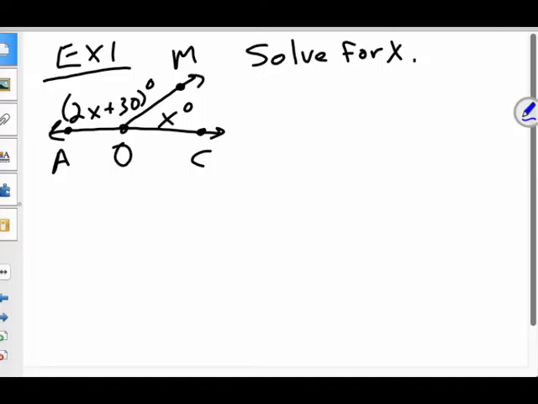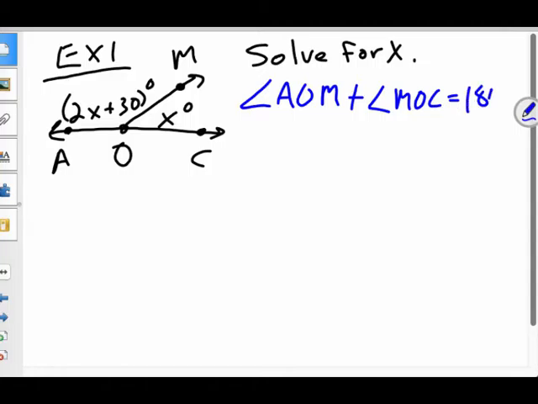I'm going to write it a little different. I'm going to say that angle AOM, I'm sorry, AOM plus MOC. If it's a linear pair, what should those two angles add up to? 180, right? So I said they're a linear pair, and earlier we said that a linear pair always adds up to 180.